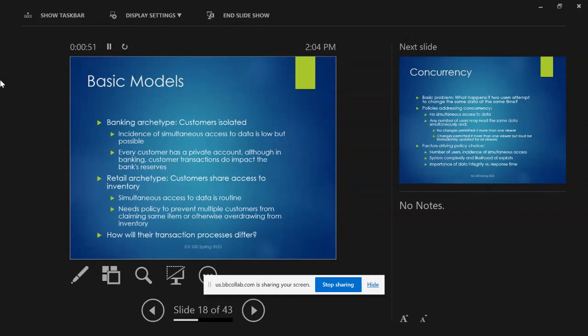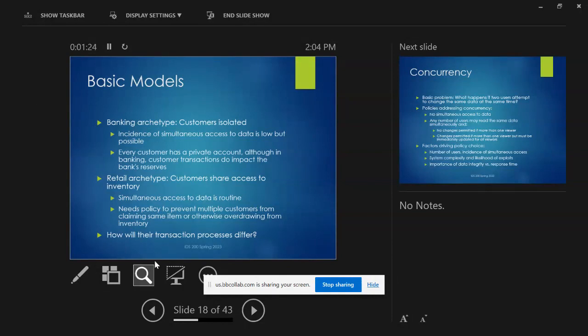The other one we'll call retail, the retail model of transactions. In that model, customers routinely share access to inventory, right? So think of a big physical store with a bunch of customers walking around. You wouldn't want in a physical store to say, hey, customer, you can't go down that aisle because there's already a customer there. That would be crazy, right? So in a retail type system, you have to allow for the possibility that a lot of customers are potentially going to be looking at the same data. Okay, so starting from that, the models are going to be different.